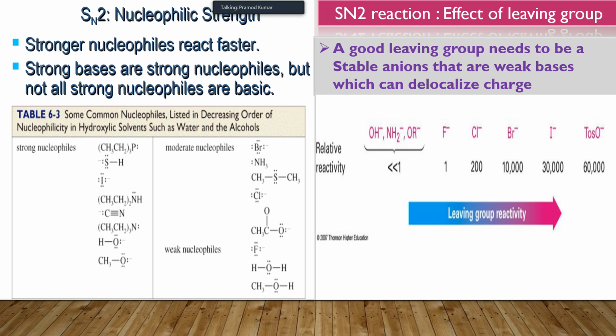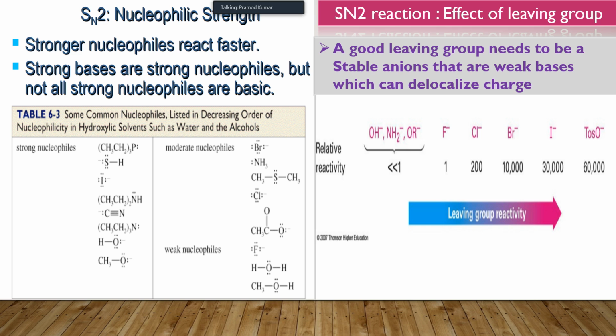Okay. Now the leaving group. A good leaving group needs to be a stable anion and a weak base which can delocalize the charge. So anything which can stabilize and delocalize the charge, any stable ion. Stability of the ion increases with the size, so bigger size compounds are more stable. They can act as a very good leaving group. Okay.